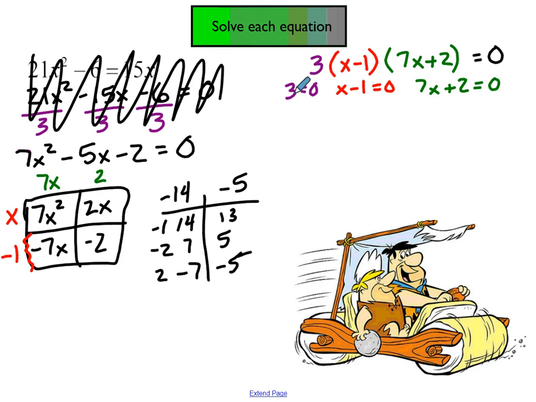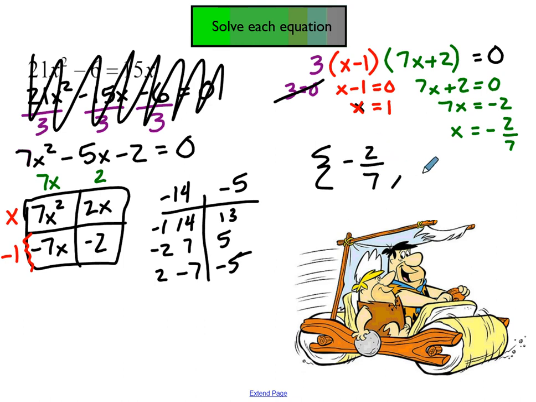My red equation, I can add 1 on both sides, so I get x equals 1. My green equation, 7x, I'm going to subtract 2 on both sides, so I get negative 2 there. I'm going to divide both sides by 7, so I get x equals negative 2 over 7. Negative 2 over 7 is smaller, so that's going to be part of my final answer first. And I'm all set there.